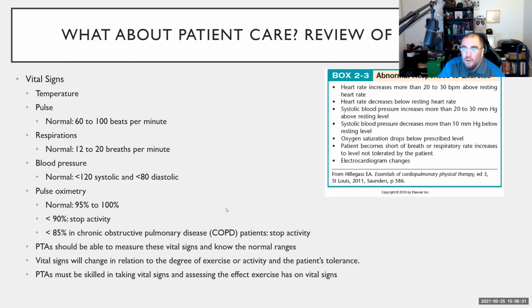Vital signs, these are your normal vital signs. I'm not going to go over them because Dr. Sokel is going to hit these with you, or should have hit these soon with you. We should be able to know how to measure vital signs and know their normal ranges. You should be skilled in taking vital signs.